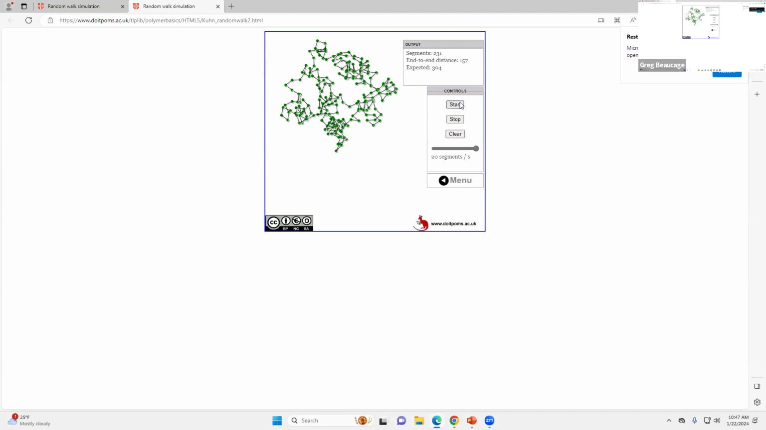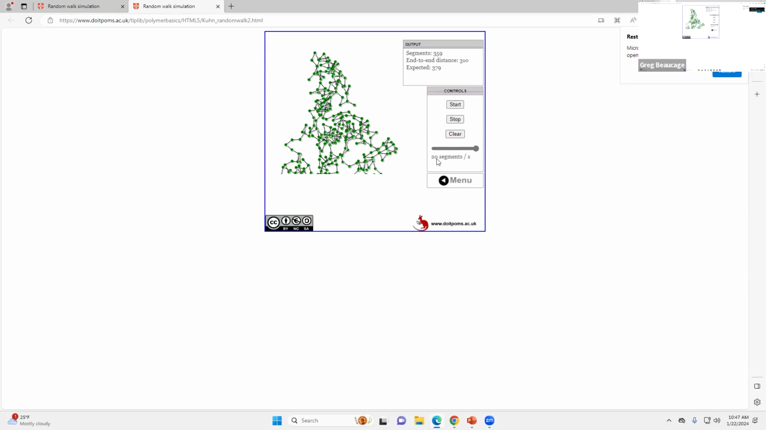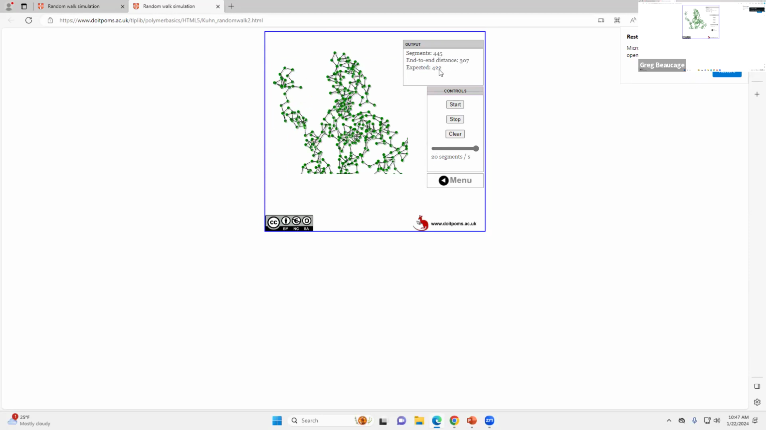Anyway, it just goes along, and it measures the end-to-end distance, and then says what it's expected to be. It's calculating the expected using that NL squared thing, so the square root of NL squared, the square root of N times L, would give this expected. And if you let it run long enough, it'll get to the expected one.